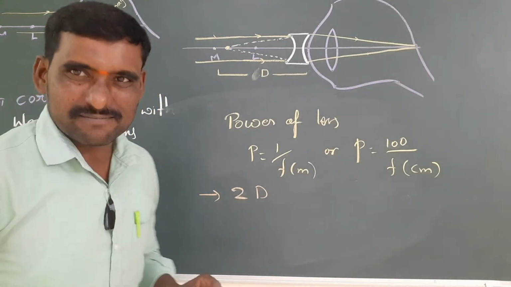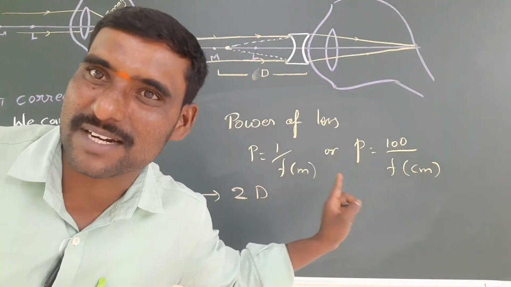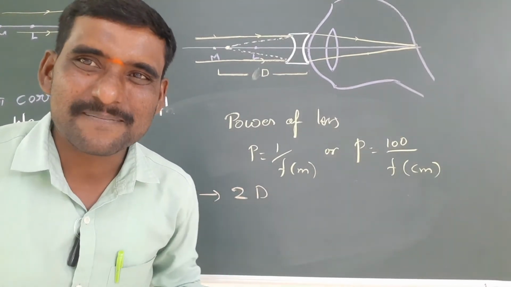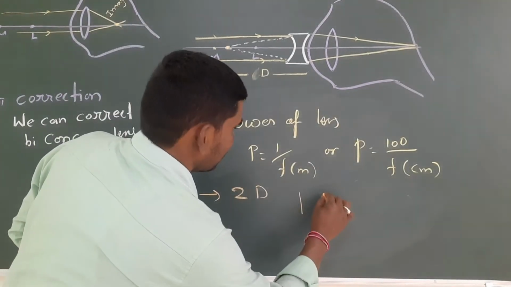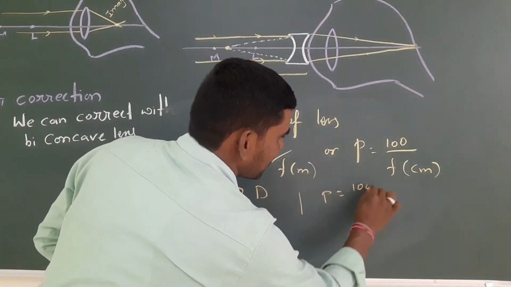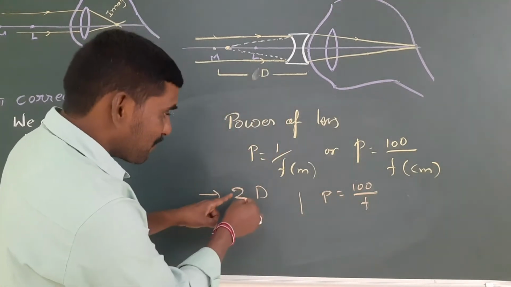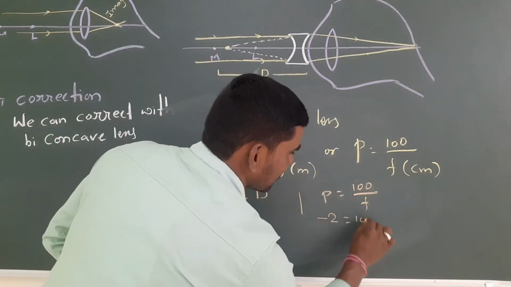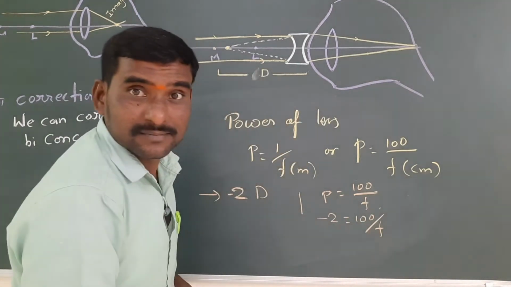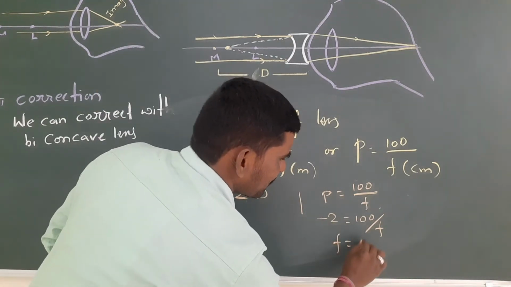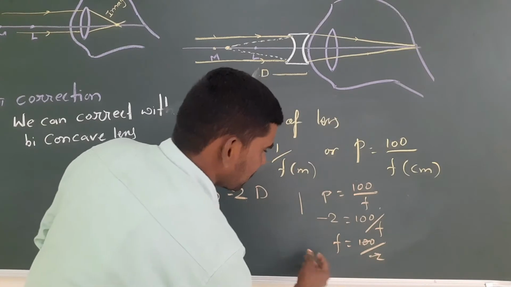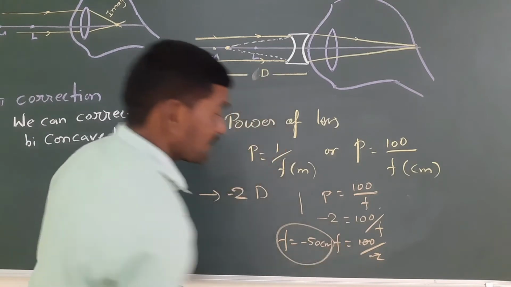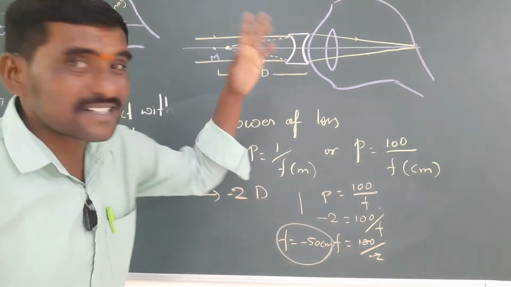a 2D power lens. Diopter is the unit for power. So a 2D lens is given. How much distance can I see? See here. Power P is equal to 100 by F. The power given is 2, and this is minus only. Minus 2 is equal to 100 by F. So F is equal to 100 by minus 2, that is F equal to minus 50 centimeters. So that person can see 50 centimeter distance clearly.